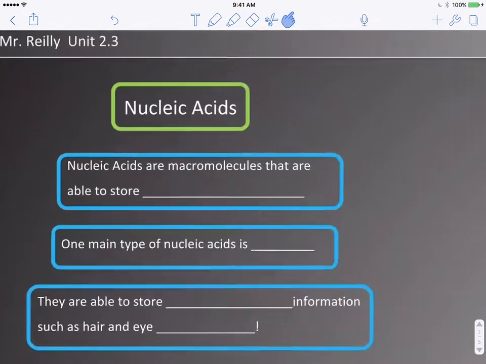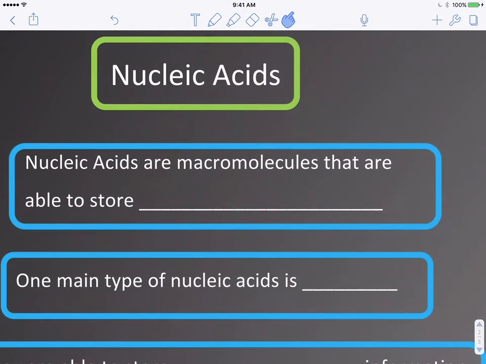So, going on to the slide, right? Nucleic acids, you guys know that they are for sure macromolecules. This is something we've talked about. This is our fourth out of four macromolecules. It's our last one. Okay? And the really important thing about nucleic acids is that they're able to store information.